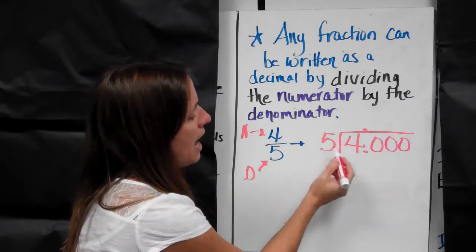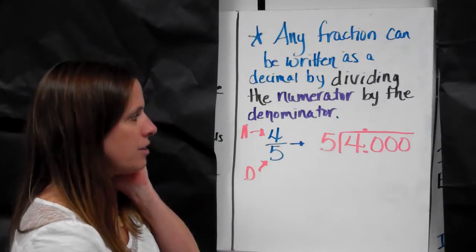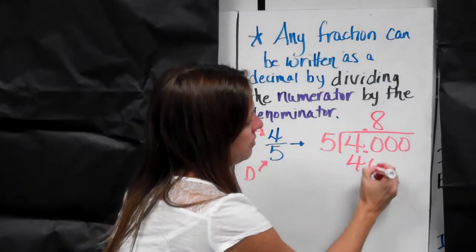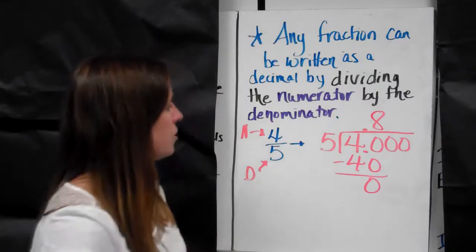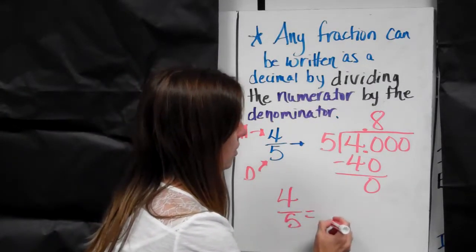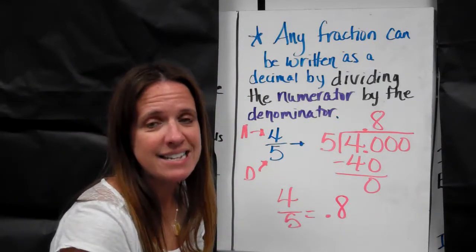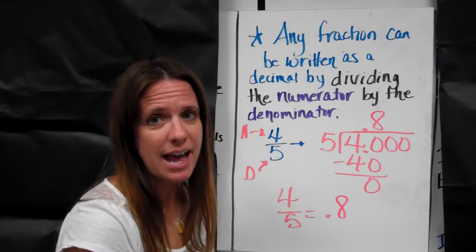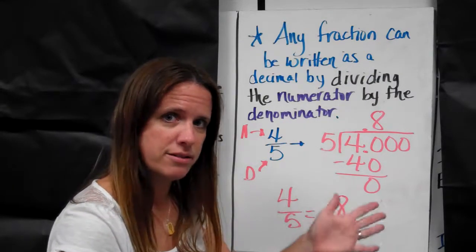Now you're looking at how many times 5 can go into 40. And if you know your facts, you know that there's 8 5s in 40. 8 times 5 is 40. Subtract, and there's nothing left. So the decimal equivalent of 4/5 would be decimal point 8, or we read that as 8/10. It's going to be very important in this lesson that you're reading the decimals as decimals to help you convert from decimals to fractions and the other way.